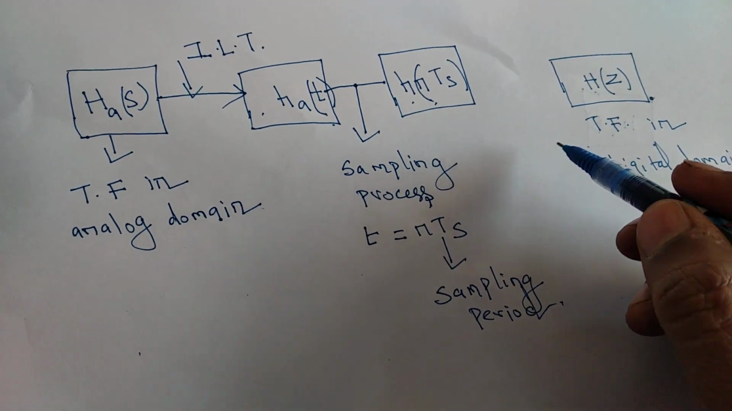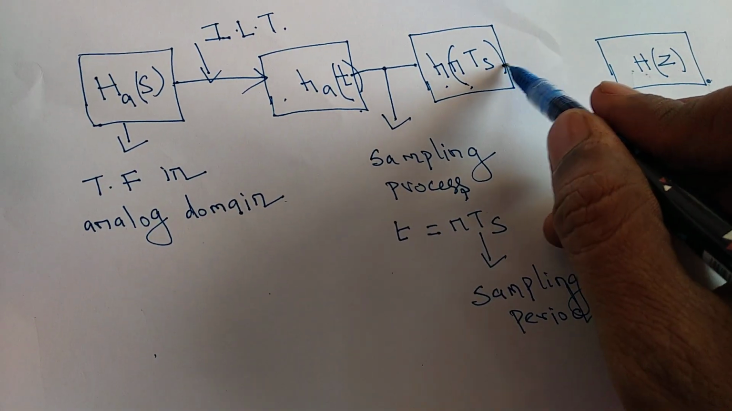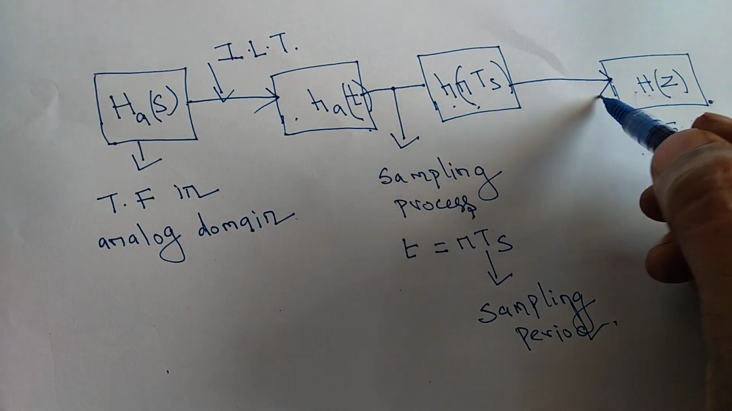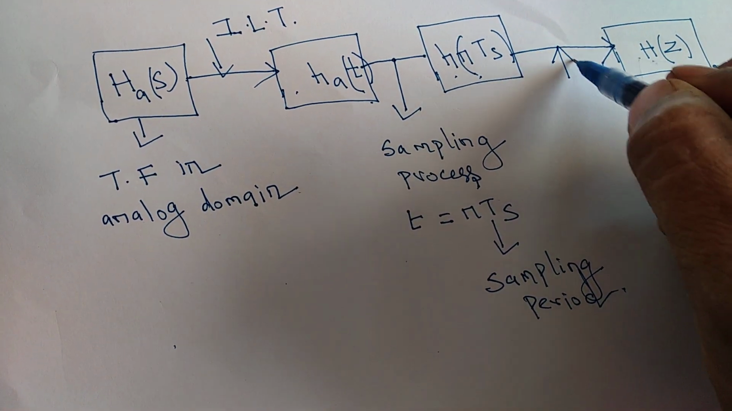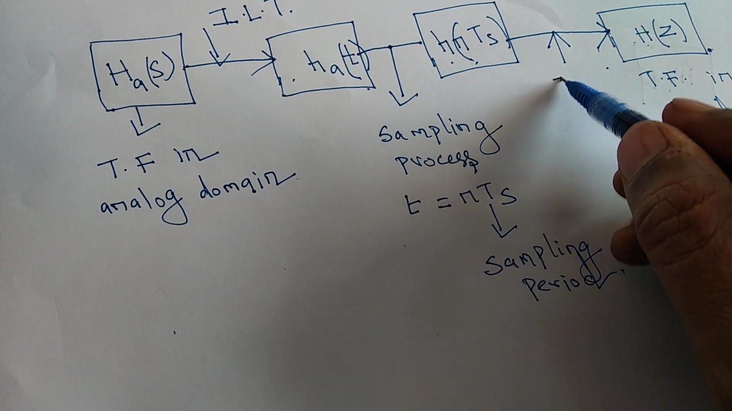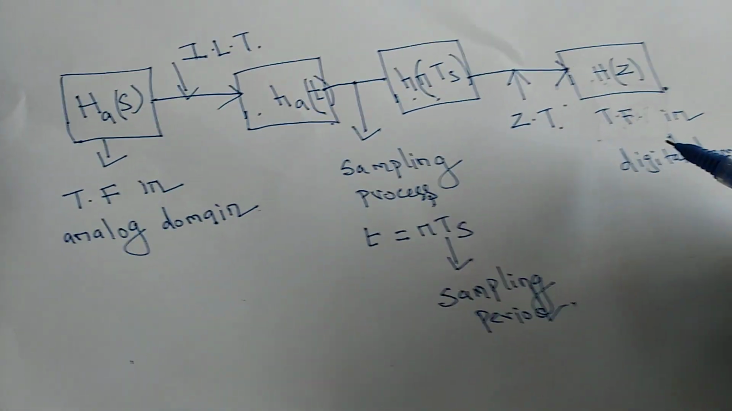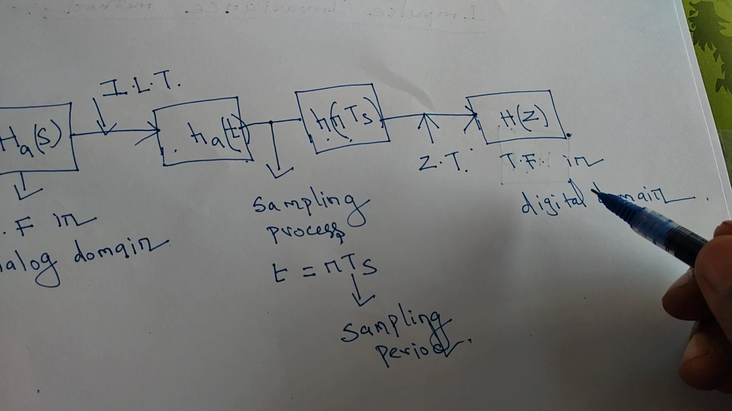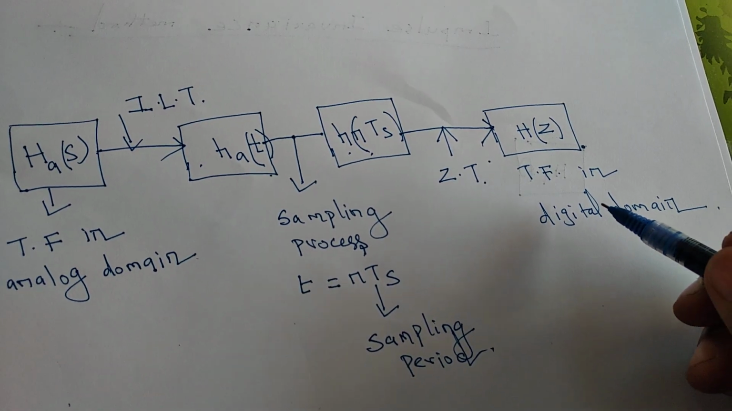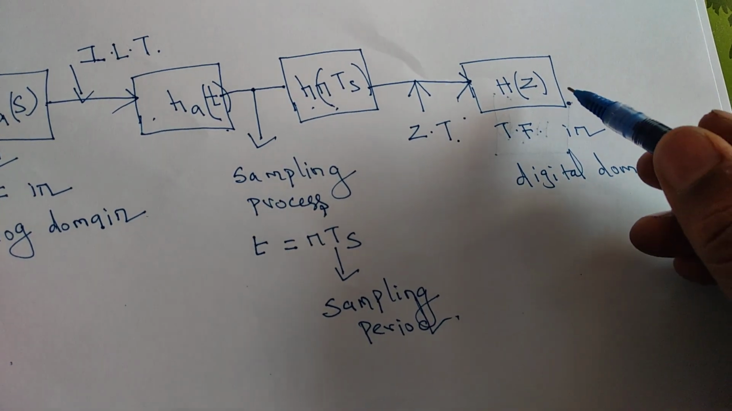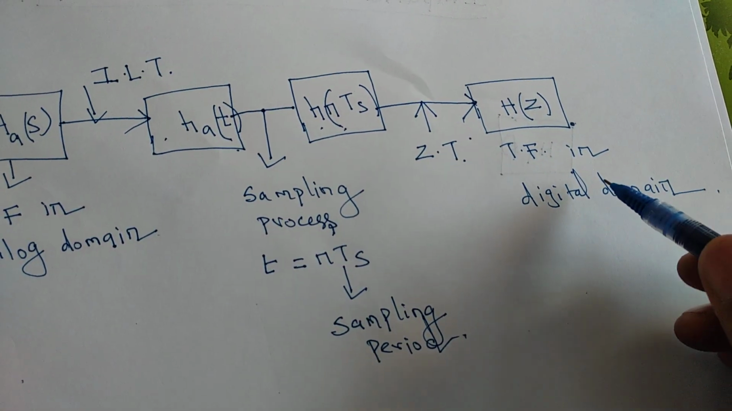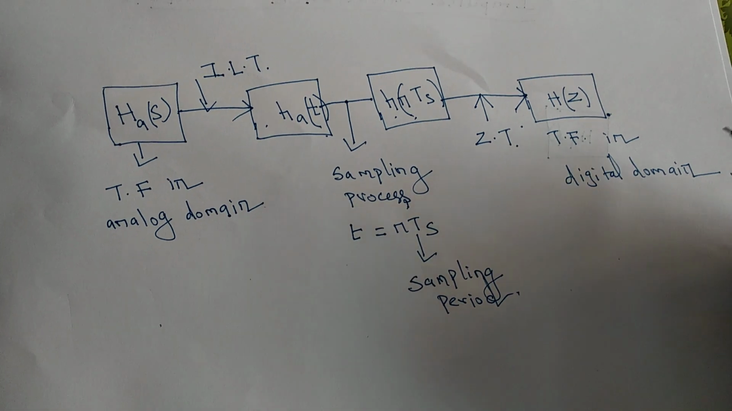From H of nTs, we will obtain the transfer function in digital domain just by applying the z transform to H of nTs. If we take the z transform of H of nTs, we obtain H of z, which is nothing but the transfer function in digital domain.